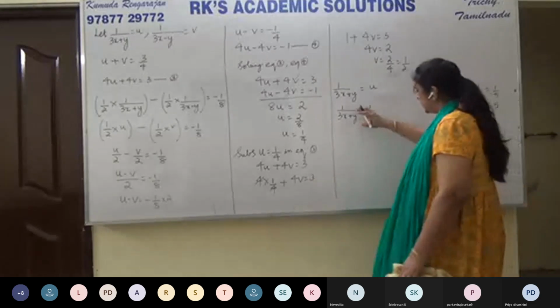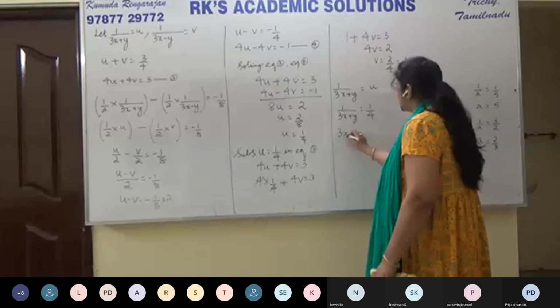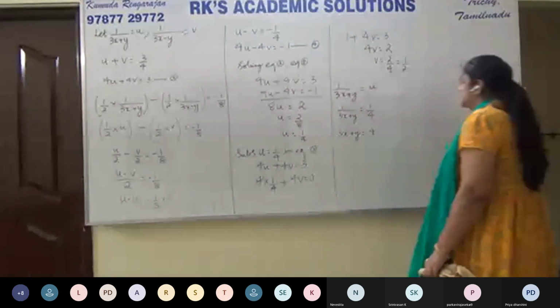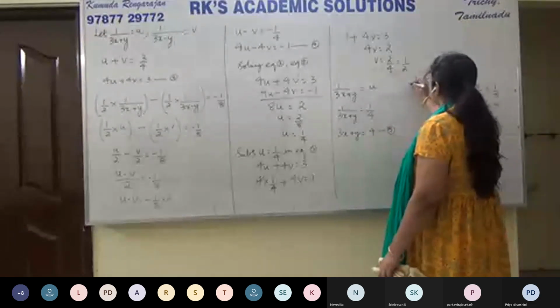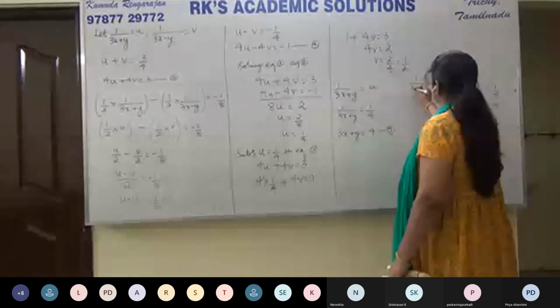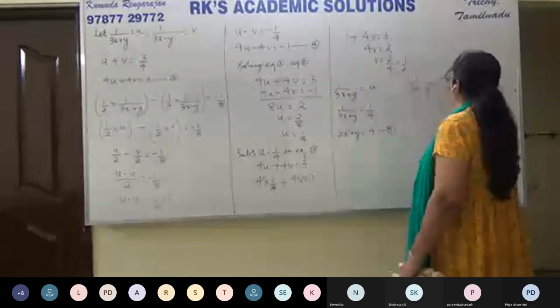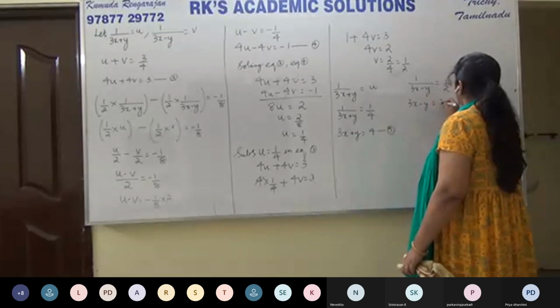Same thing I do here. Taking reciprocals on both the sides, 3x plus y is equal to 4. That's all. We get a new equation, 5. Now, what's the other one? 1 by 3x minus y is equal to v, and v is 1 by 2. Taking reciprocals on both the sides, we have 3x minus y is equal to 2.